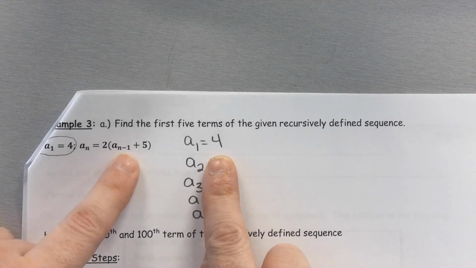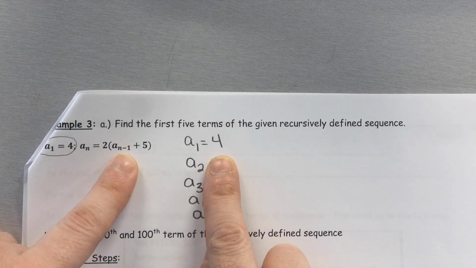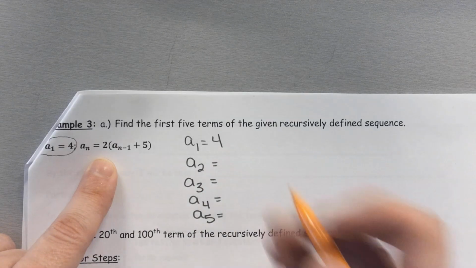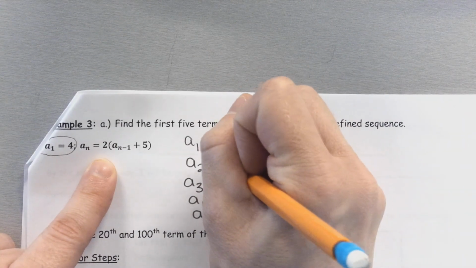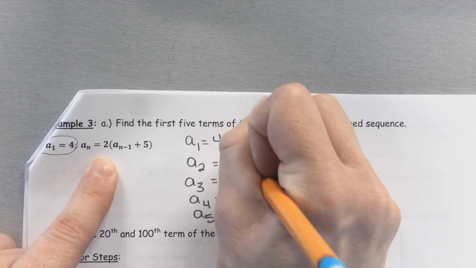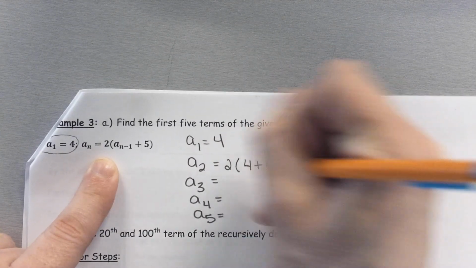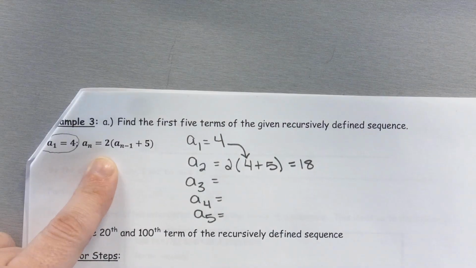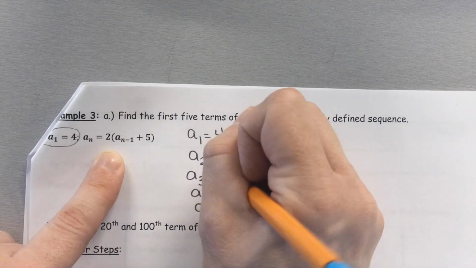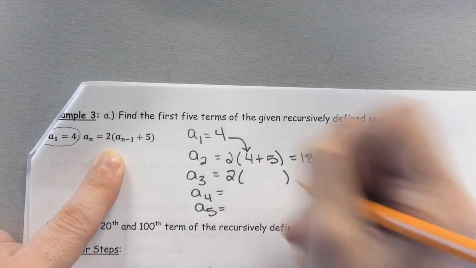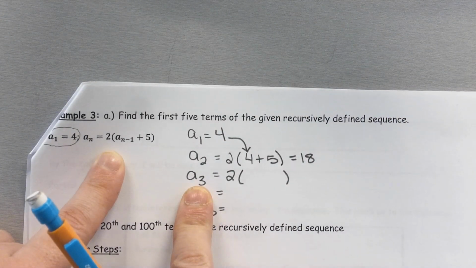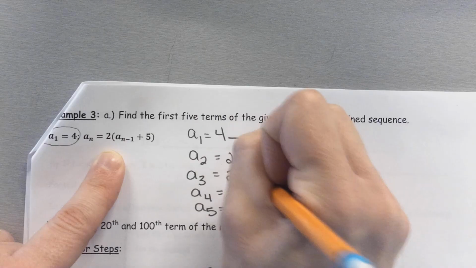So my previous term was 4. 4 plus 5 is what? 9. Double it, and you get 18. So this was 2 times 4 plus 5, and we get 18. So there's my previous term. That's where it went. So the next one, term 2, what's my previous term now? 18.